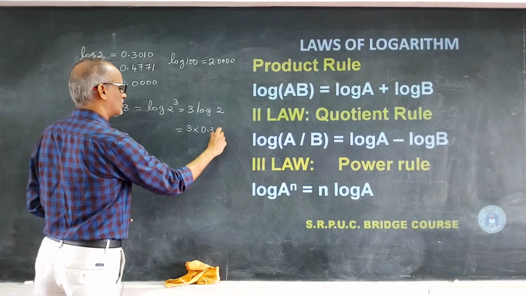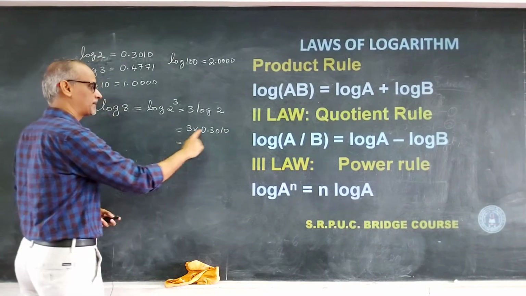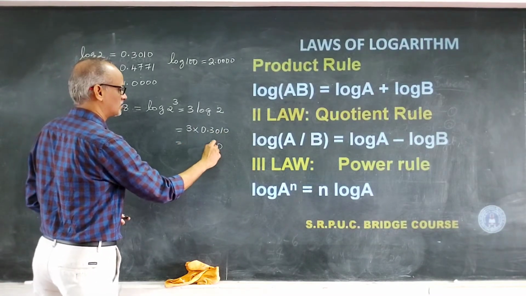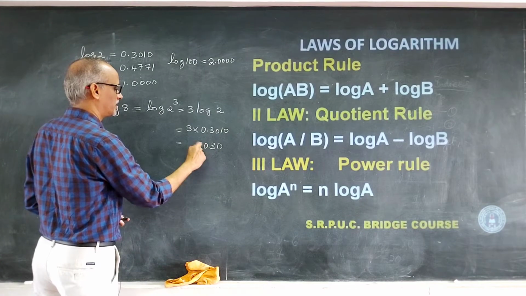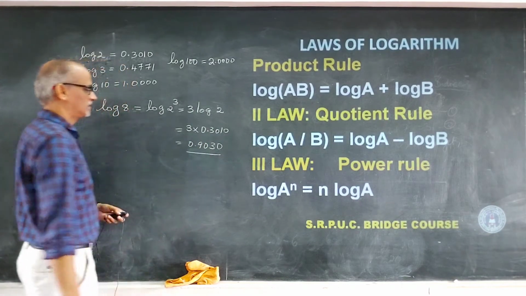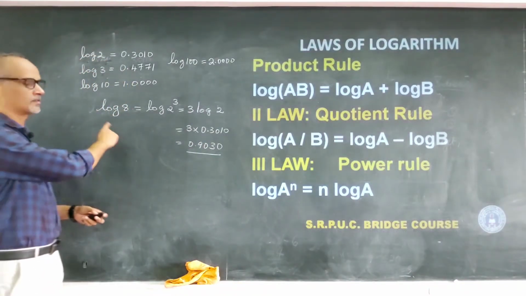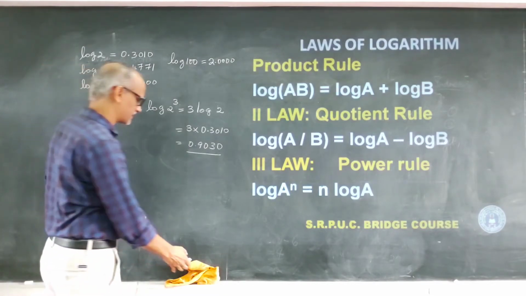Log 2 is 0.3010. So multiply here. So we get 0, 3, then 0, 9. So that's 0.9030, the log of the number 8.